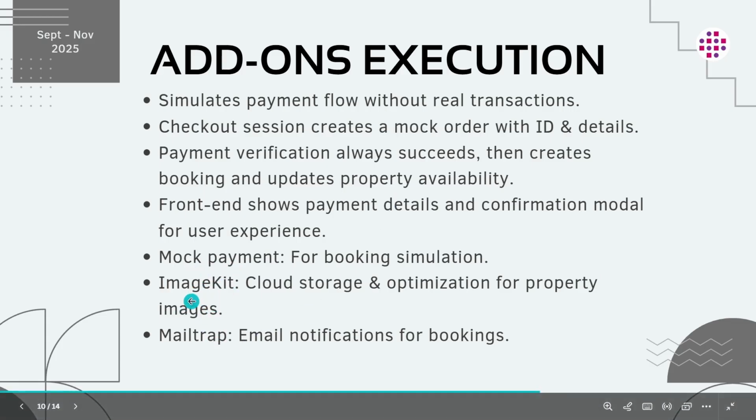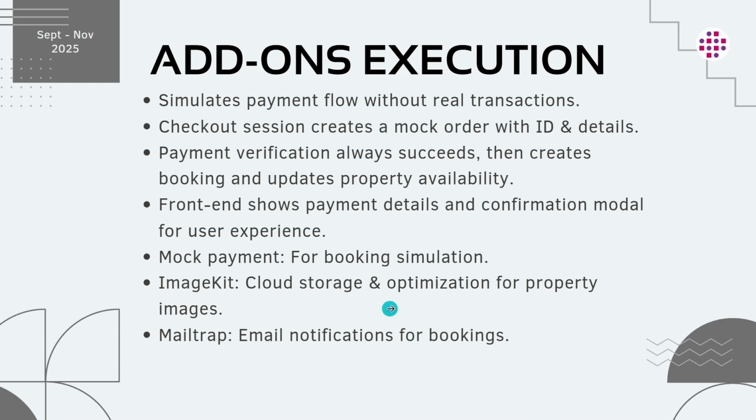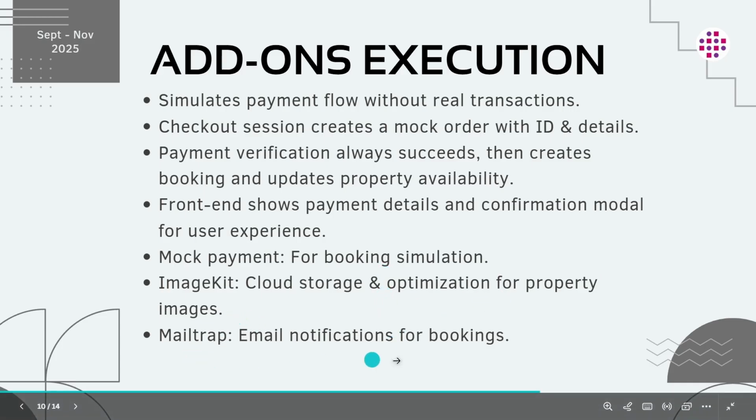We'll talk about this. ImageKit is a cloud storage which is pretty good at storing images and providing us a URL that is stored in the MongoDB database. And then we retrieved the images of properties through that link itself, because MongoDB can't store images directly. At last, we have Mailtrap, which is an email notification system for bookings. It is also a third-party integration that we have made in the application. Let's go forward.